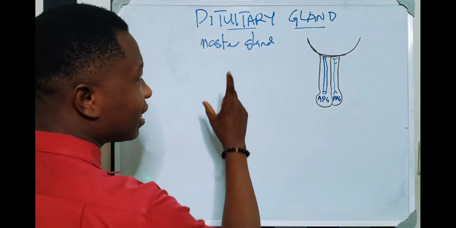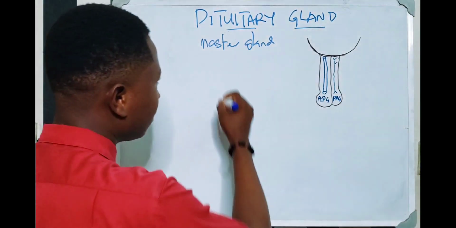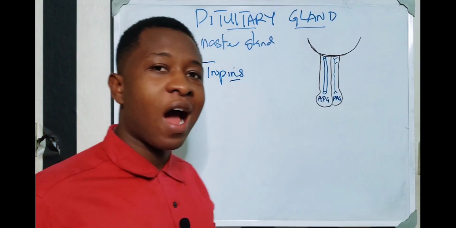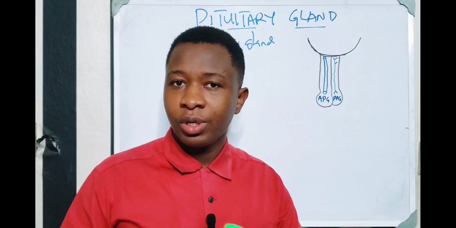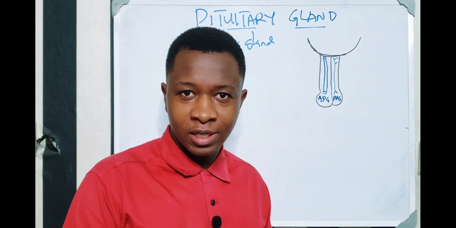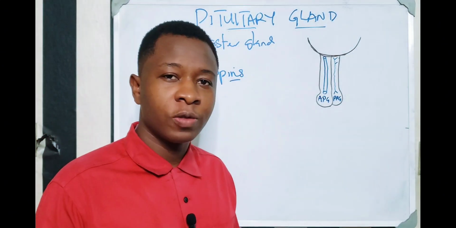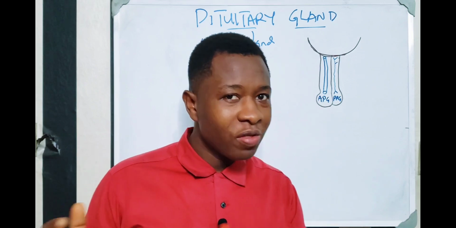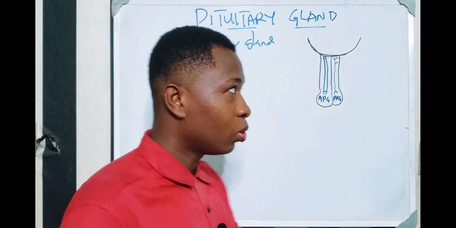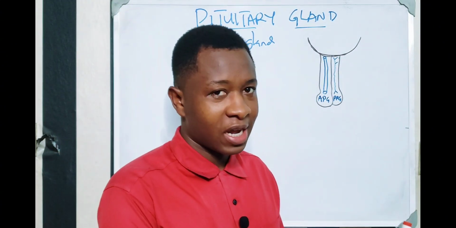Alright, so it secretes hormones that are generally called tropins. Tropins are hormones that induce the production of other hormones in other glands. So basically, the pituitary gland secretes hormones that travel to other glands and tell them to secrete hormones. So the pituitary gland controls the activity of other glands.